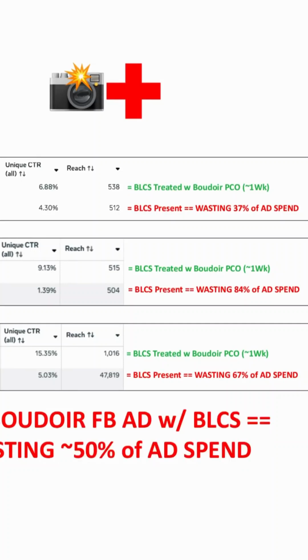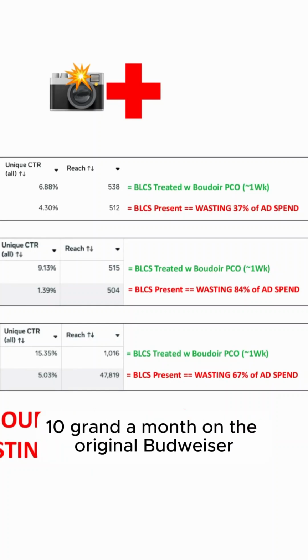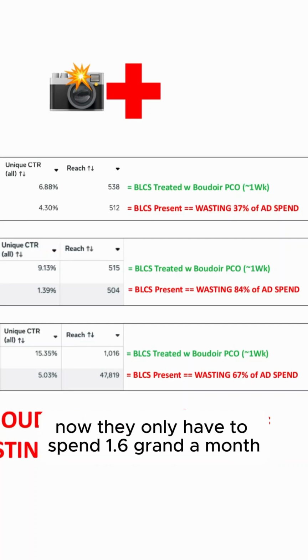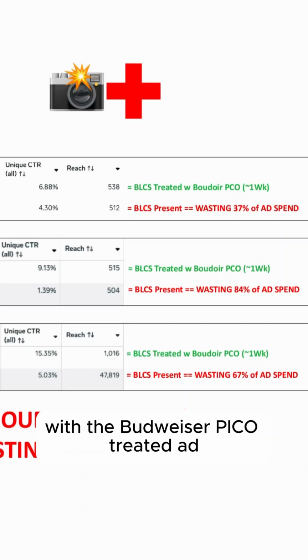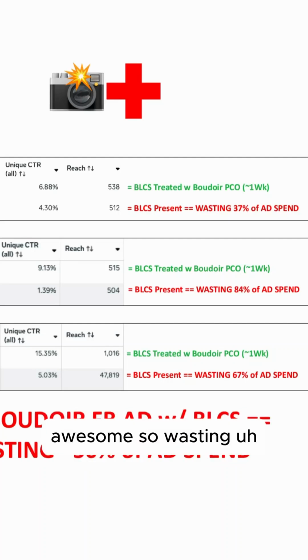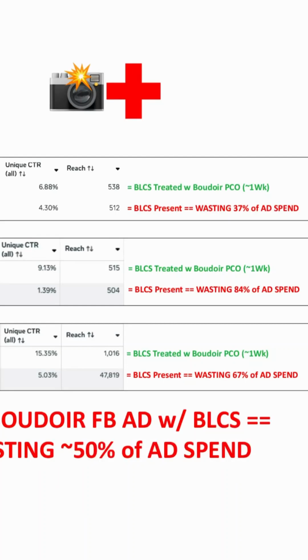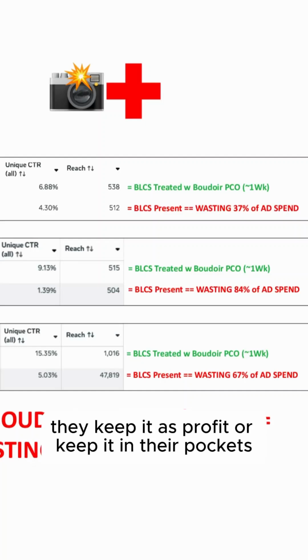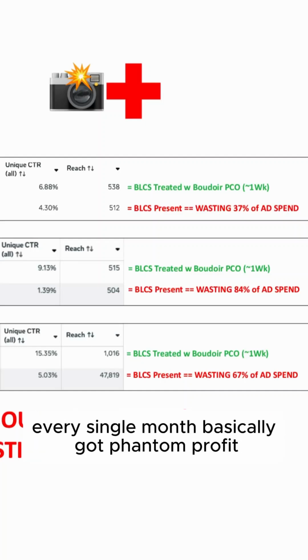So that means if they're paying 10 grand a month on the original Boudoir Facebook ad, now they don't have to spend that. They only have to spend 1.6 grand a month with the Boudoir Pico treated ad to get their ad into the same number of women's brains. Awesome. So that $8,400 a month difference that they no longer have to spend, they keep as profit, or keep in their pockets every single month.